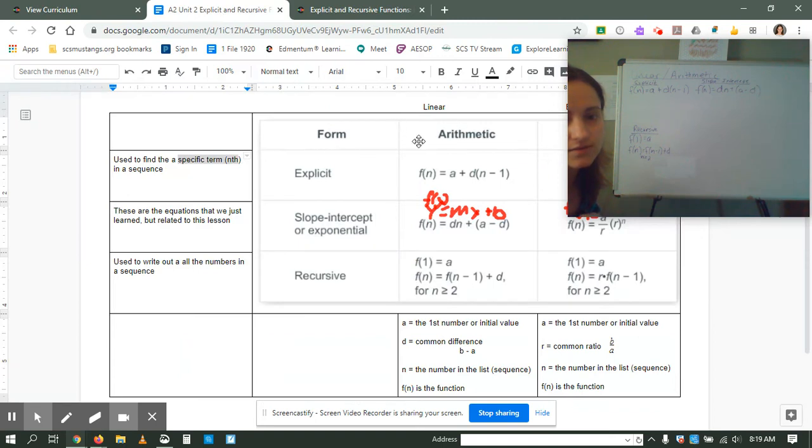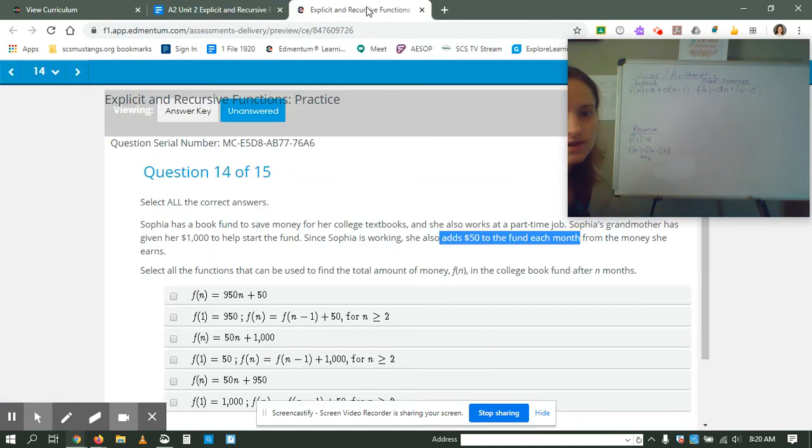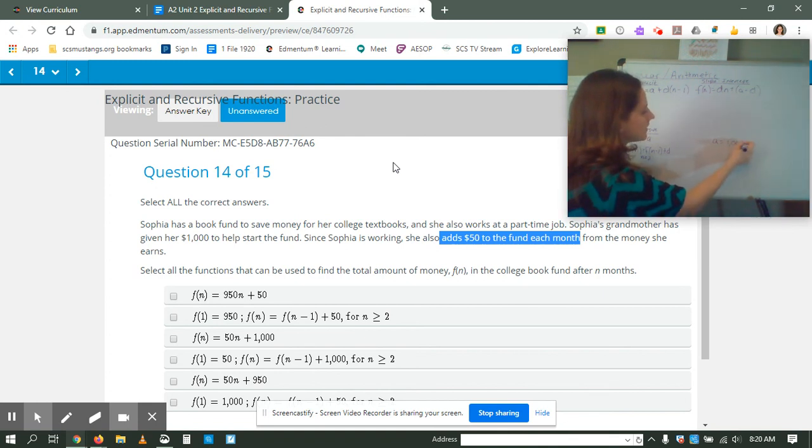I've got linear, I've got arithmetic, and I wrote them all down. So here's my explicit, here's my slope-intercept form using the values that they gave us here, and then here's my recursive. So I'm going to take that information from the problem that we're working with and just fill in all of those values there. So I need a value for A. Remember, A stands for that initial value. She was originally given $1,000 to start with.